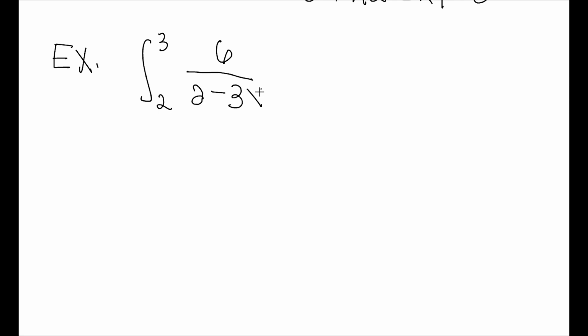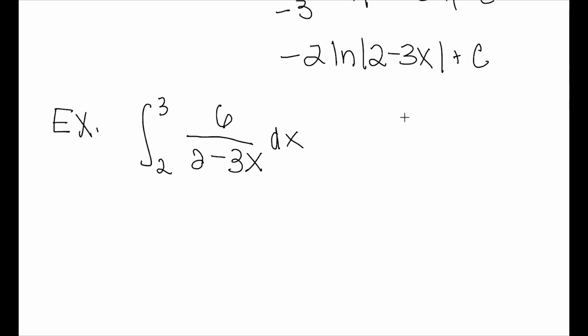So for our final example, we'll look at a definite integral involving the natural log. So let's integrate between 2 and 3 the problem we just did. Okay, we already found the integral, so let's not do that over again. We're going to use this, but remember when it's between two x's, you leave the c out.